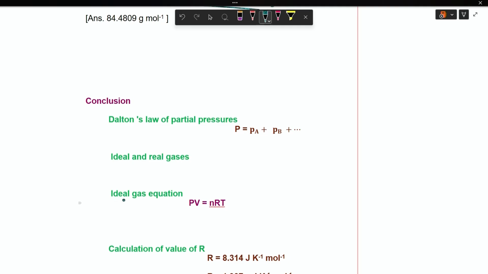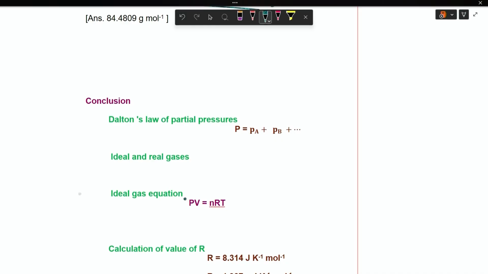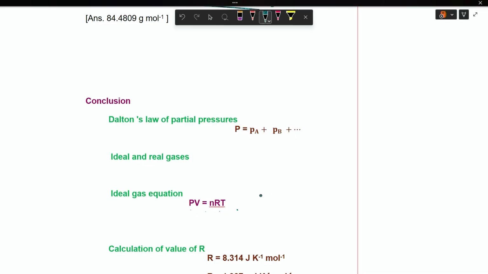Then we saw the ideal gas equation. An ideal gas obeys Boyle's law, Charles' law and Avogadro's law at all conditions of temperature and pressure, and therefore, we derived the ideal gas equation from Boyle's law, Charles' law and Avogadro's law combined. We get the expression as PV is equal to nRT, where P stands for the pressure of the gas, V the volume of the gas, small n is the number of moles, capital R is known as the universal gas constant, and T is the temperature in Kelvin scale.